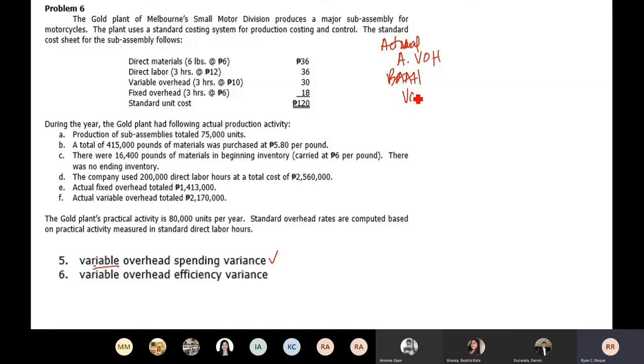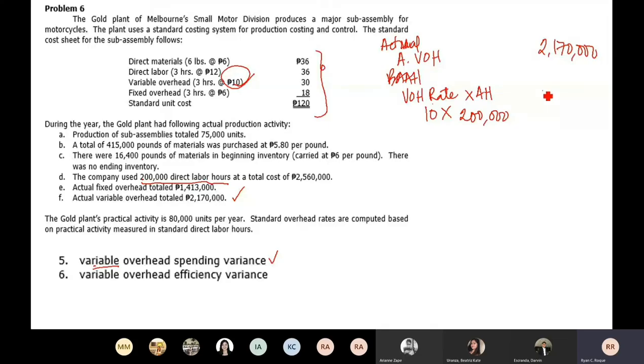Kung makalimutan na ano nilalagay, always start with the rate. A variable component, so multiply natin ang BAA. So, ito ay multiply ng VOH rate. Okay? So, anong actual VOH natin? Hanapin lang sa exam. So, actual VOH, 2,170,000. Okay? VOH rate. Dito, again, sa table ng mga standard titingnan, VOH rate ay 10. Anong actual hours natin? Hanapin lang sa problem. Ayun ang actual hours natin, 200,000. So therefore, ang BAA natin na variable component ay 2 million.